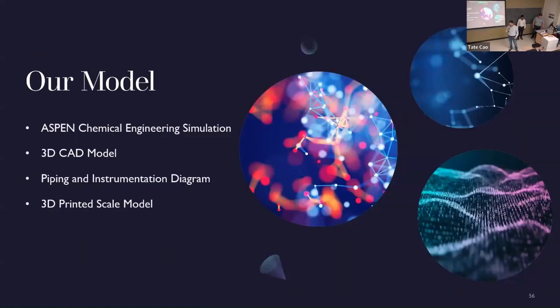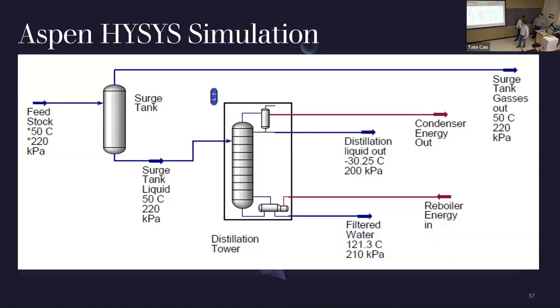The model that we're presenting today is mostly software-based, and the heavy lifting comes from a simulation we put together using Aspen chemical engineering software. On top of that, we have 3D CAD modeling rendering our system, a piping and instrumentation diagram, a logic flow chart, and a 3D printed scale model of our design. I'm going to let Hariel take you through the Aspen simulation that we put together.